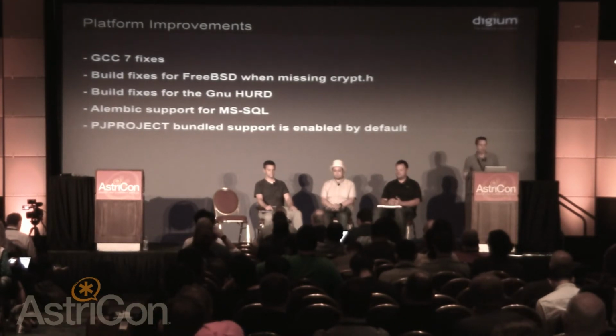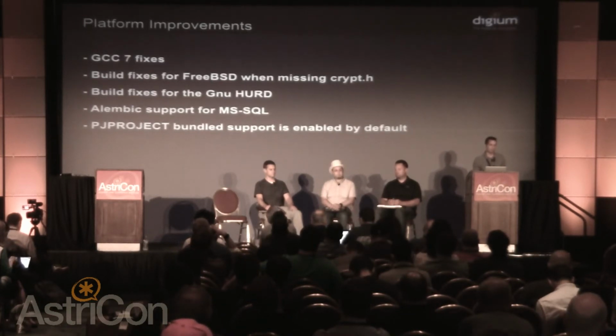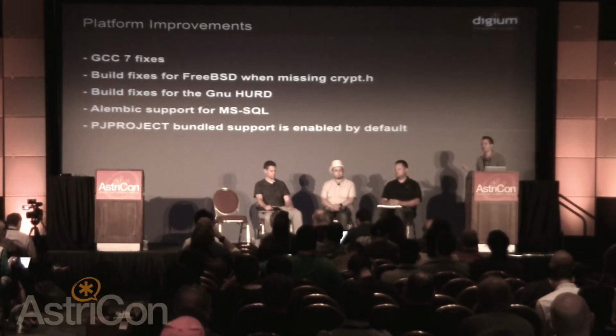And then, of course, I need to talk about this one because we discussed this last year, but PJProject bundled support is enabled by default. So when you build Asterisk, unless you explicitly disable it, it will download the correct version of PJProject for it, and it will apply proper patches and things like that so that the SIP stack for Asterisk, PJSIP, is the most up-to-date version it can be whenever you build it.